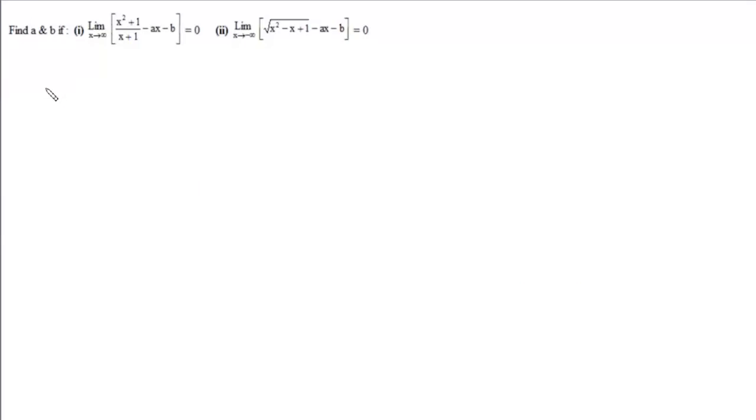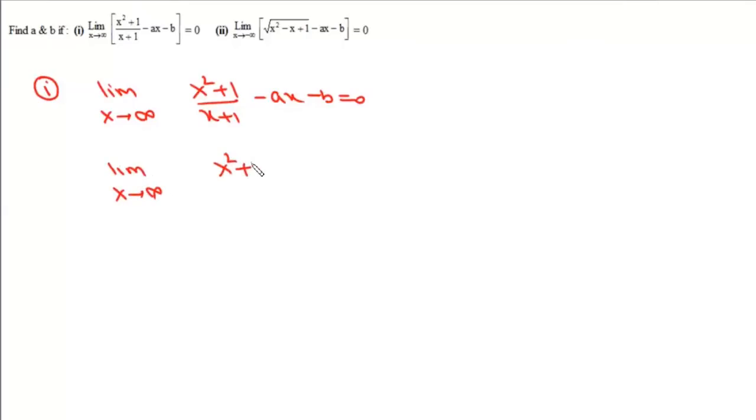Now here this first question is: find the value of a and b if this limit x tends to infinity (x square plus 1 upon x plus 1 minus ax minus b) is equal to 0. Now we can write this as limit x tends to infinity, this is x square plus 1 minus (ax plus b) into (x plus 1) upon x plus 1, and it should be 0. Now this is limit x tends to infinity.